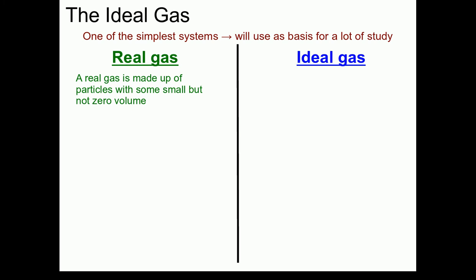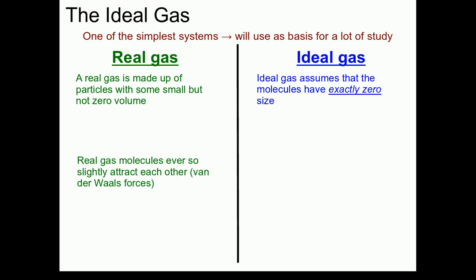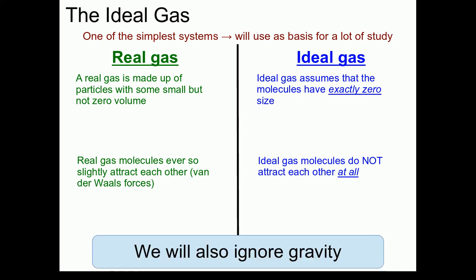In a real gas, the gas is made up of particles with some small but not exactly zero volume. In the ideal gas approximation, we assume that the molecules have exactly zero size. Similarly, in a real gas, the molecules attract each other ever so slightly through van der Waals forces and the like. An ideal gas molecule, however, does not attract another ideal gas molecule. They don't interact with each other at all. Also in our analysis of the ideal gas, we will typically ignore gravity. We'll just turn it off and pretend it doesn't have an effect.